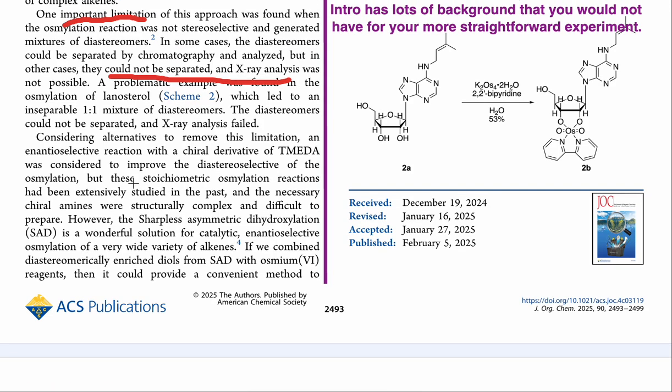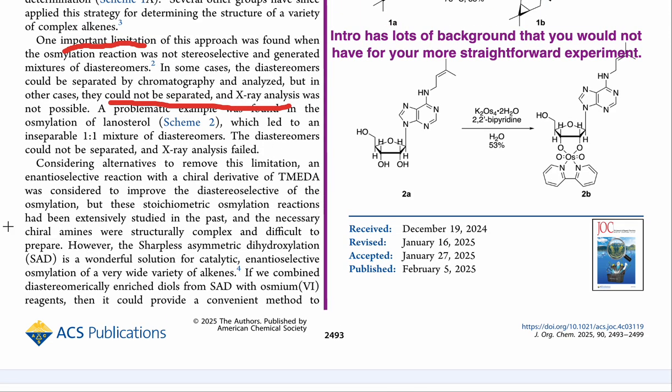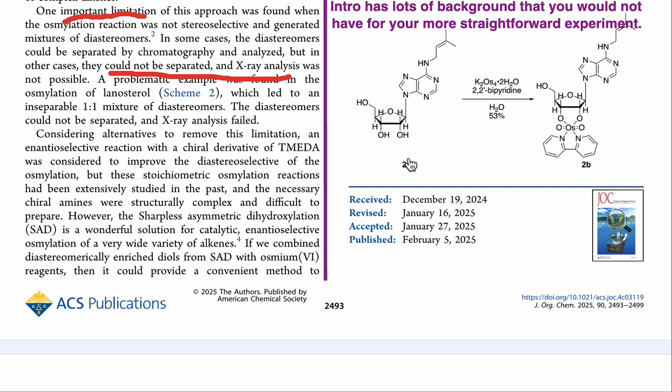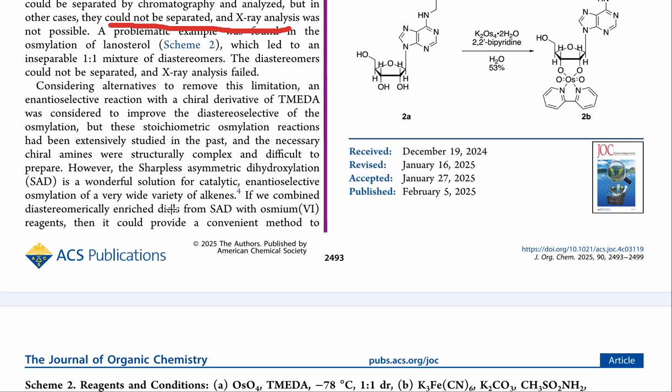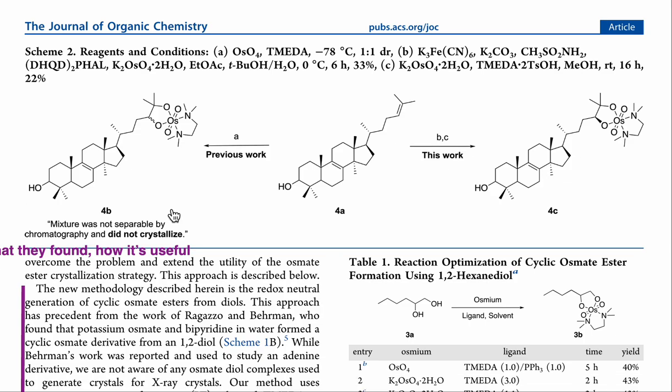So they talked about how one approach was to try to use something chiral on the osmate ester instead of something flat. You see this ligand over here on the osmium is flat. So using something chiral to make one enantiomer and not the other. They said how that didn't work that well.